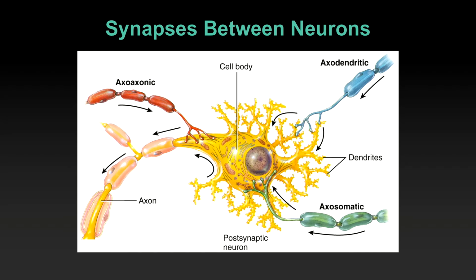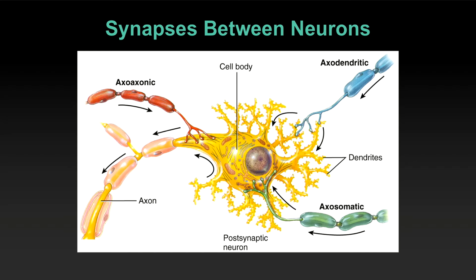The axodendritic synapse in the top right. Axodendritic. The axon connects to the dendrites. But, as we'll see, we'll look at some more complicated circuitry at the end of the lecture. And we'll gradually build on this simple idea of action potentials and propagation.